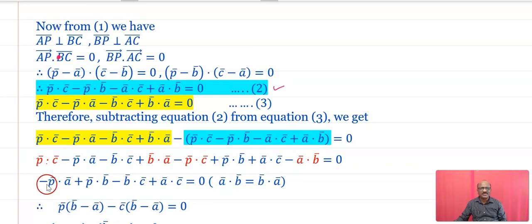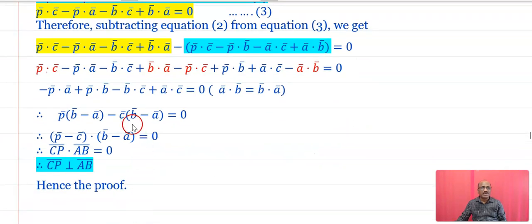What about the next? We will take P bar as a common from these two, and then in bracket you will get B bar minus A bar. And from these two, we will take minus C bar as a common, and then in bracket you will get B bar minus A bar. Here B bar minus A bar, B bar minus A bar. Take again B bar minus A bar as a common. Then what are the remaining terms? Which is P bar minus C bar.